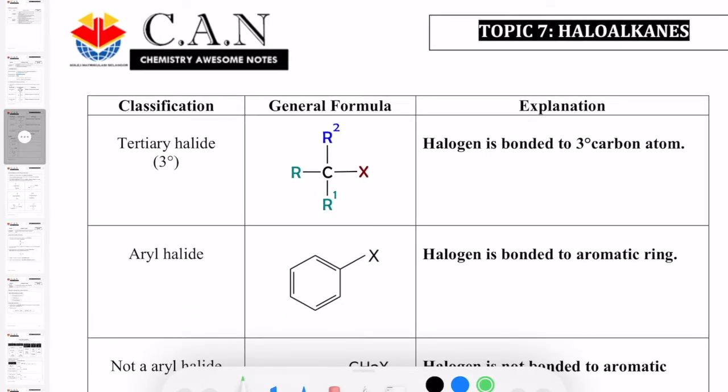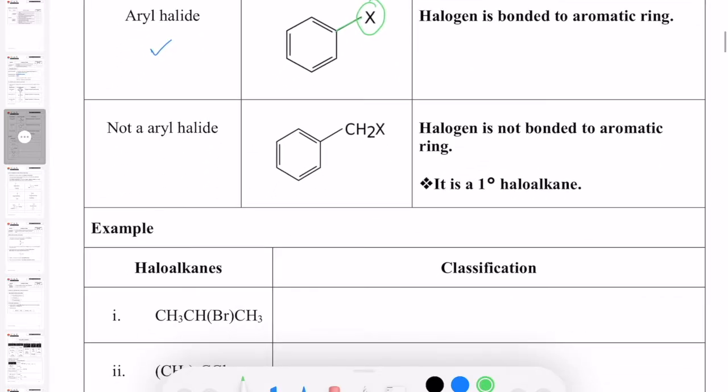And then for tertiary halide, I think you can guess it already. It is when the halogen group is attached to a tertiary carbon. Then this is known as aryl halide, where the halogen is directly bonded to the aromatic ring. So we call this aryl halide. But for this one, we have X here, we have halogen, but it is not directly bonded to the benzene ring. So it is not aryl halide. Again, it is not aryl halide. It is known as primary haloalkane. So, easy, right?